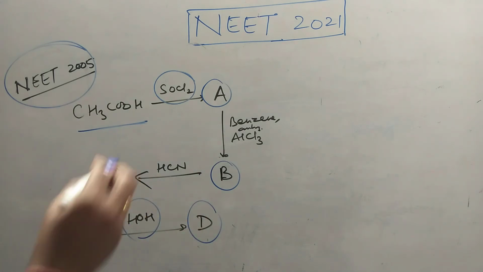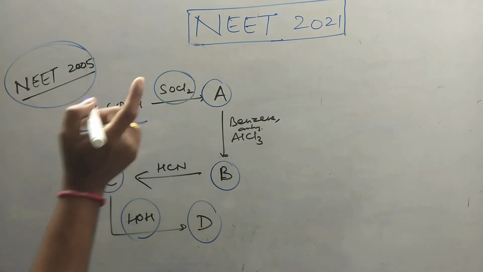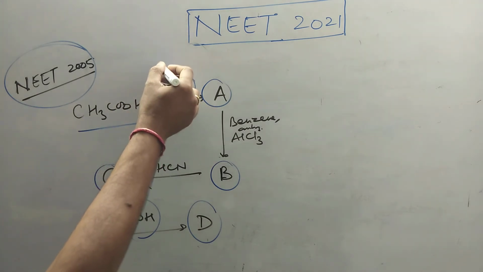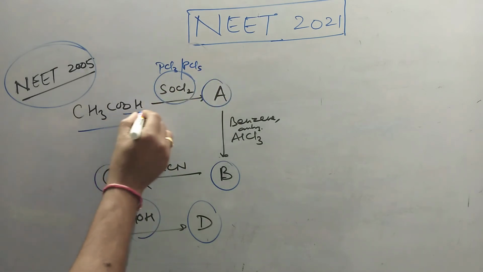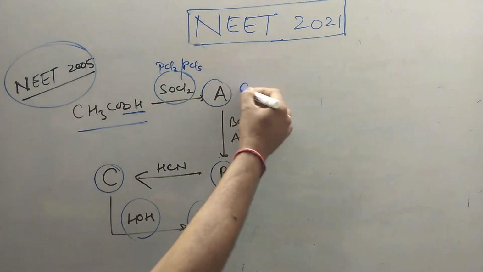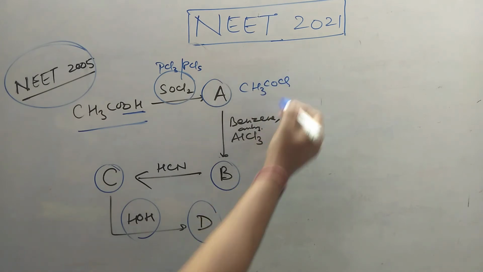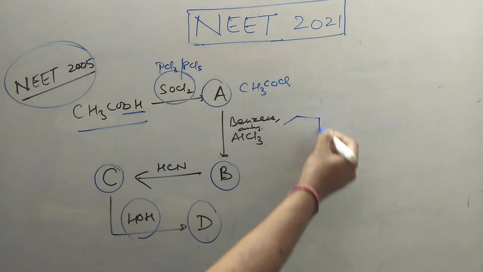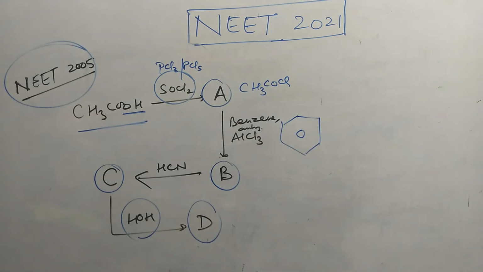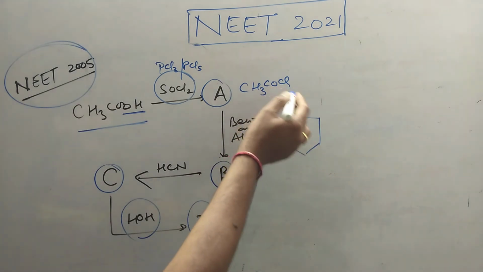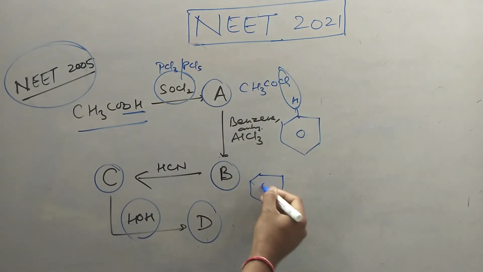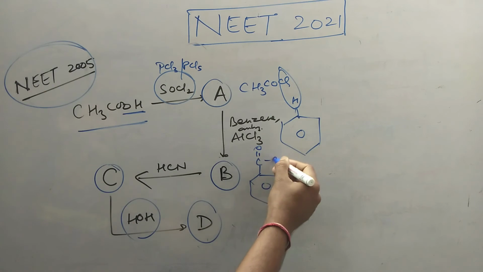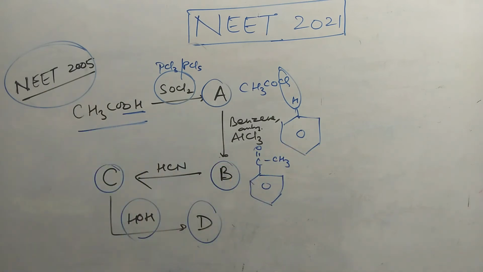So first you have to know that whenever you have acetic acid or carboxylic acid treated with SOCl2 or PCl3 or PCl5, you have to replace the OH with Cl. So your first product will be CH3COCl. Now this will be treated with benzene, so you know that an electrophilic substitution reaction will take place. So in this B, one hydrogen is there, this will be replaced, so it will form acetophenone. So your B product will be acetophenone, and acetophenone being a ketone, HCN will undergo nucleophilic addition reaction.